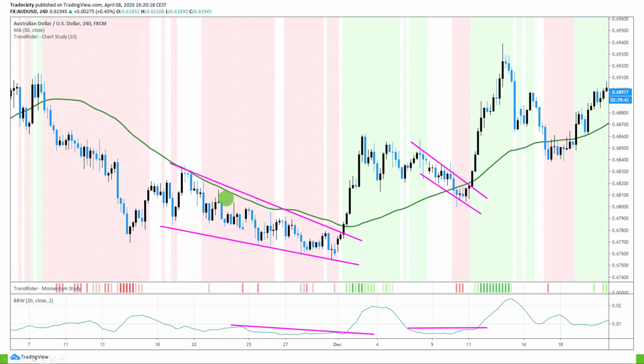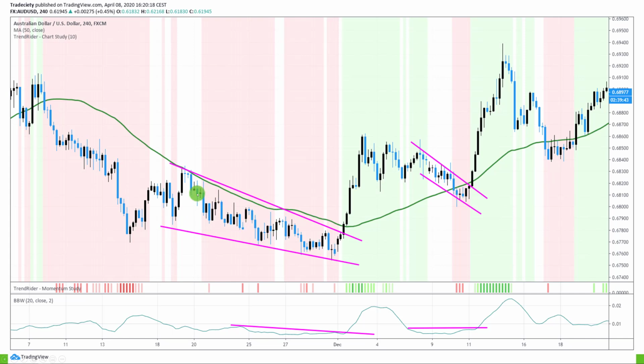Basically, what you want to look for is a very low Bollinger Band width over a long period of time. This is very similar to a Bollinger Band squeeze trading strategy, which we talked about a lot previously as well. What you want to look for is a very low Bollinger Band width line, and at the same time you want to look for a price action pattern.